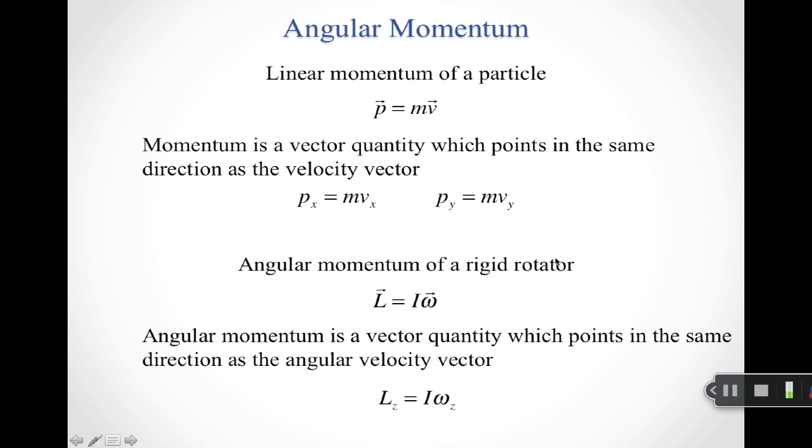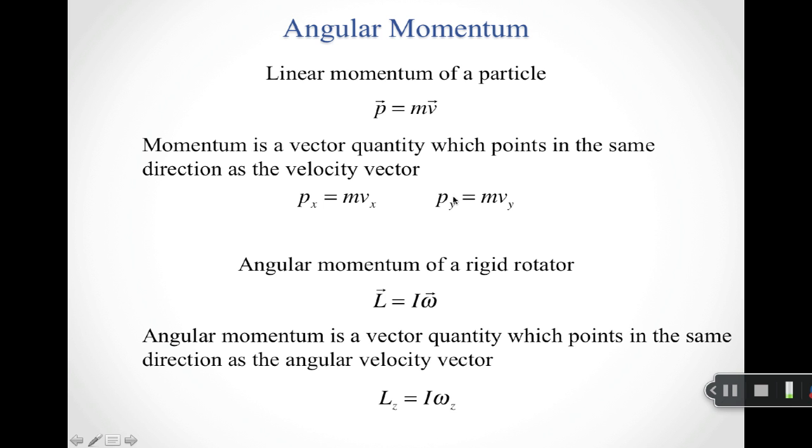So the angular momentum of a rigid rotator, let's start there, is going to be given by a very similar equation. Notice we've swapped out the linear momentum for the angular momentum, and we use L to represent the angular momentum. Mass has been replaced by the moment of inertia. Linear velocity has been replaced by angular velocity. Again, we've still got a vector equation that tells us that angular momentum is a vector quantity which points in the same direction as the angular velocity vector.